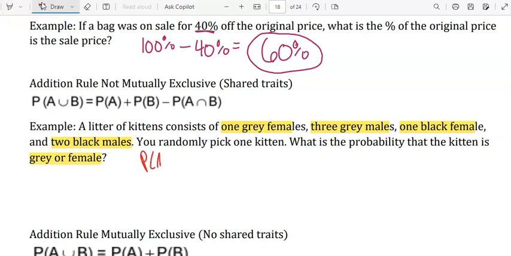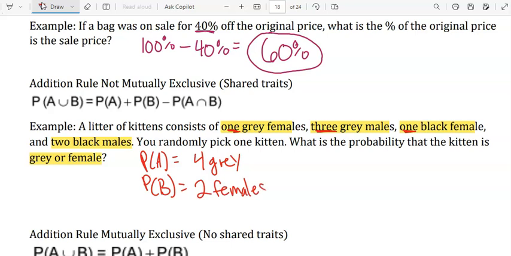So in this case, P of A would be the probability that the kitten is gray. So we have 1 gray, 4 grays. So it's going to be 4 grays altogether. And the probability of B would be how many are female. We have 1 female, 1 female. There's 2 females altogether. And then the probability of having both at the same time, gray and female, would be 1. 1 gray female.